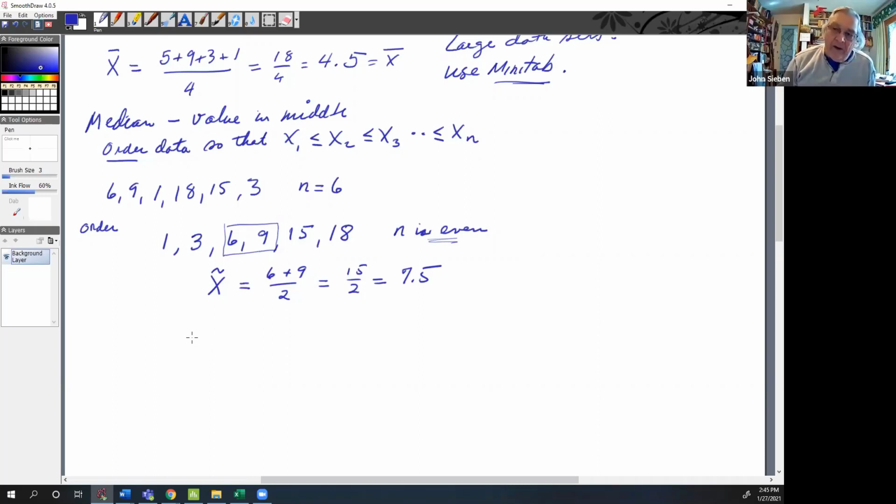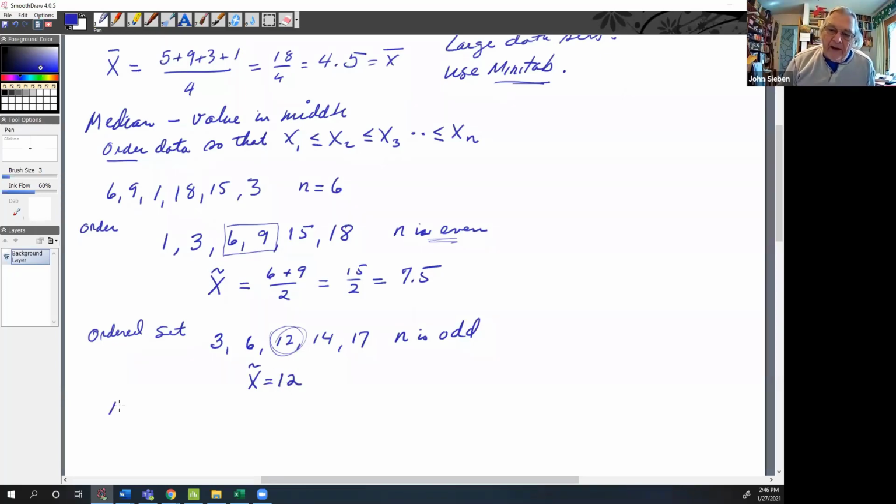Now, if n is odd, it's a little nicer. So let's look at an already ordered set. And let's make it 3, 6, 12, 14, 17. How am I doing here? 1, 2, 3, 4, 5. That's enough. N is odd. So if n is odd, there is a piece right in the middle. And so x tilde would be 12.